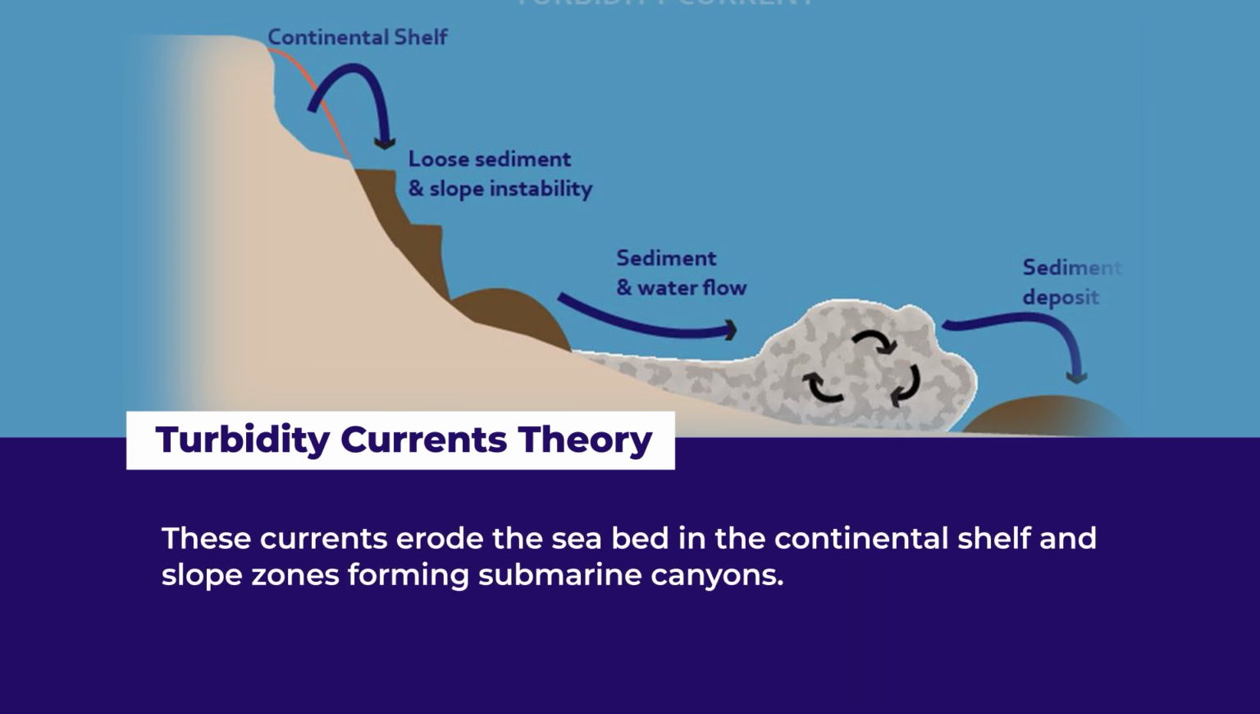These currents erode the seabed in the continental shelf and slope zones, and this will result into the formation of submarine canyons. So instead of the idea of density currents of water, the idea is turbidity currents. And in case of turbidity currents, chances of erosion are high as compared to simply density currents because they have erosive tools, sediments in turbid water.